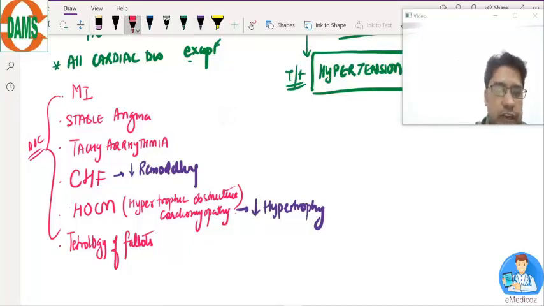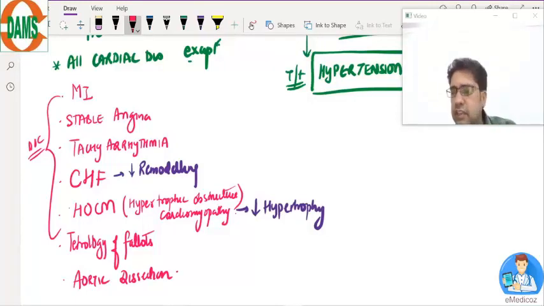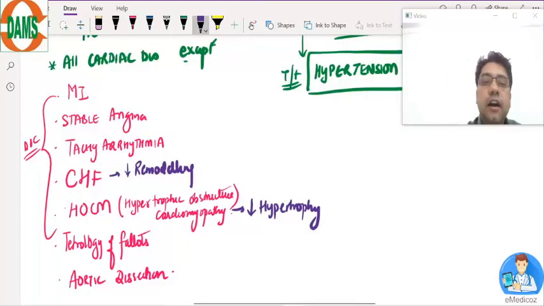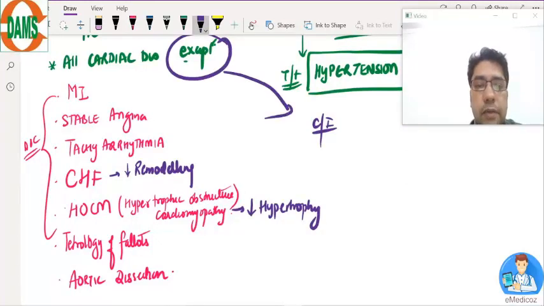And the last point you will write aortic dissection. So these are the uses. You name any heart disease, blindly mark the answer beta blocker. But let's see what are the contraindications of beta blocker in heart. So in which condition will you not give beta blocker?